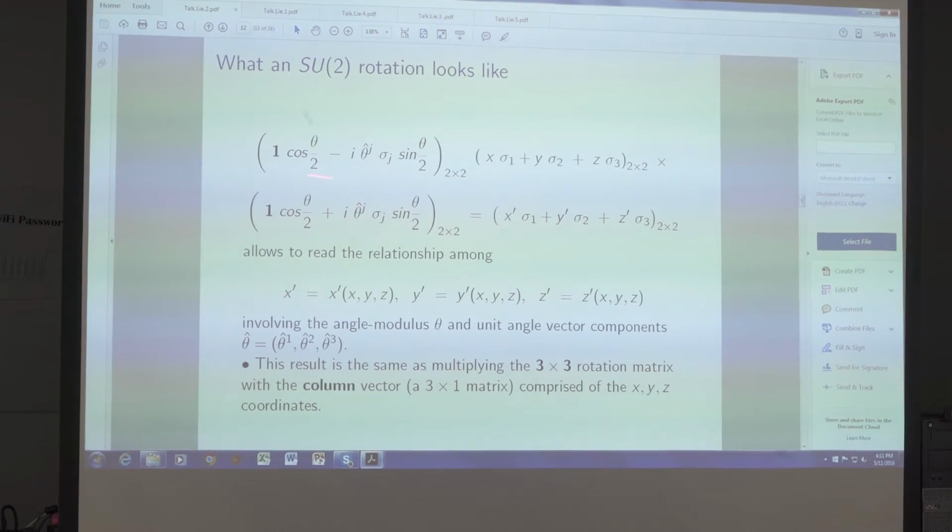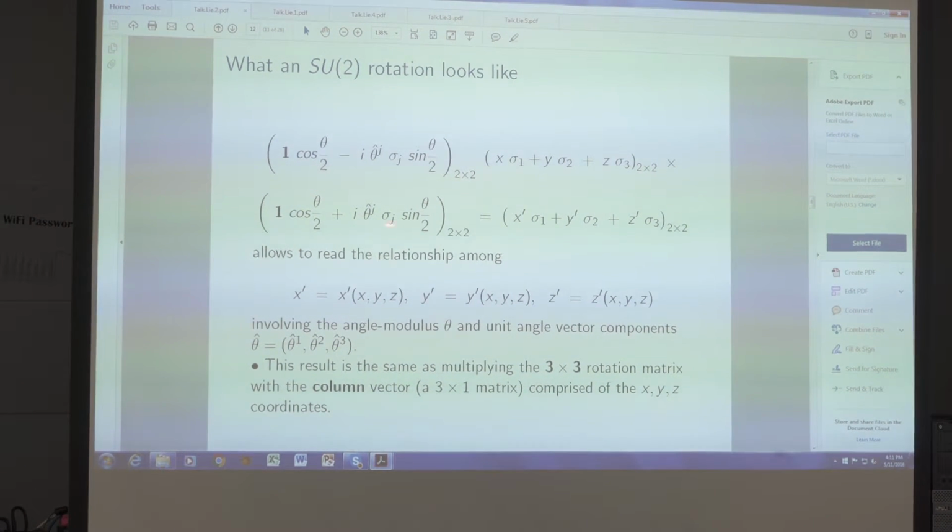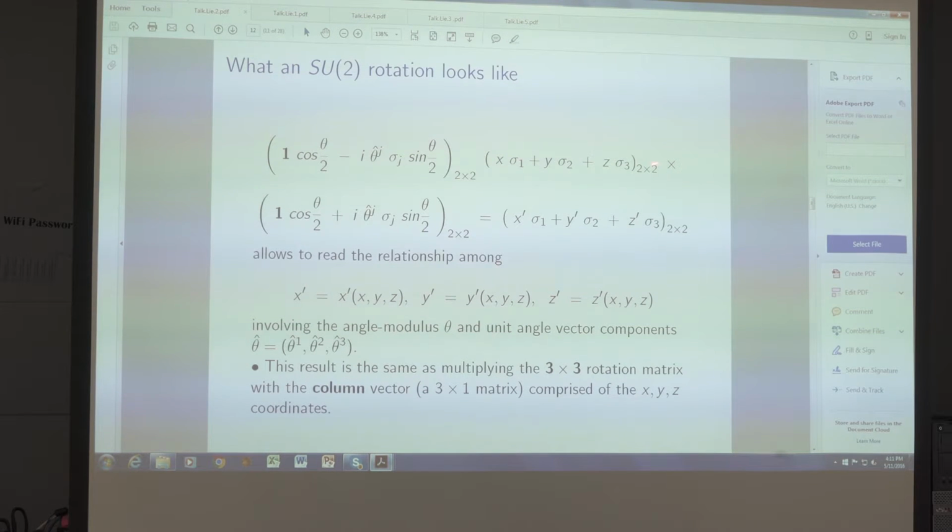You multiply on the left by a unitary matrix, and here you multiply on the right, because I didn't have space here. Remember, x, y, and z are the 3 components of a vector in your 3 space. Sigma 1, sigma 2, and sigma 3 are like your basis vectors. And remember, you sandwich your vector between 2 matrices. This matrix, call it U, is unitary, and this is U inverse.